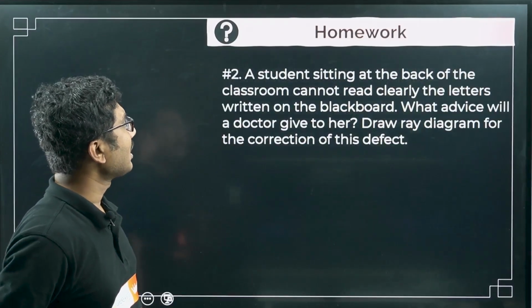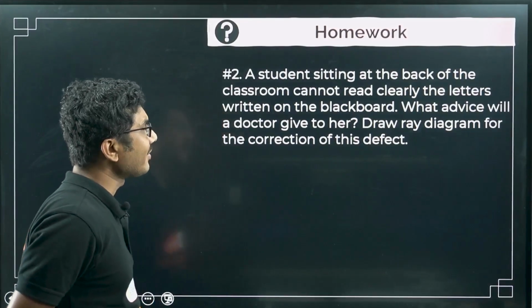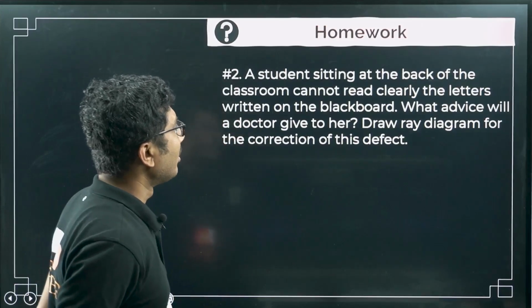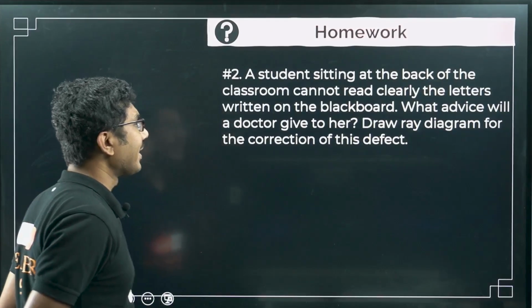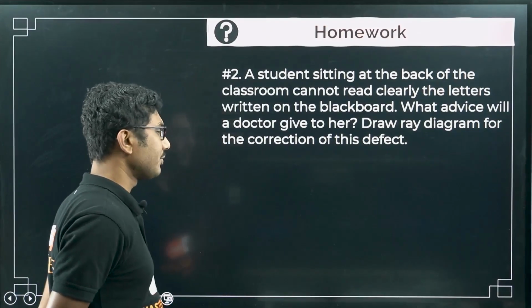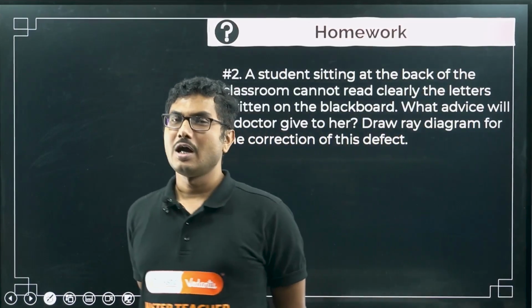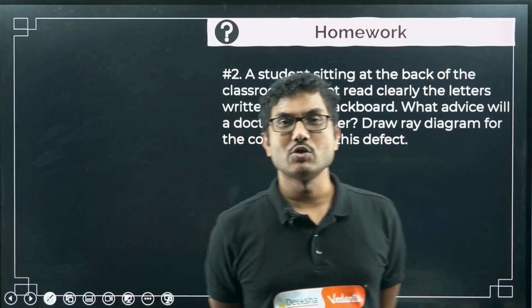And another homework: a student sitting at the back of the classroom cannot read clearly the letters written on the backboard. What advice will a doctor give to her? Draw a ray diagram for the correction of this defect. So the correction diagram for this defect, very easy question. Try to practice these two questions. Okay, if I get a chance, I will discuss these two homeworks.